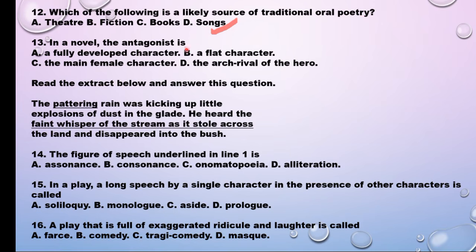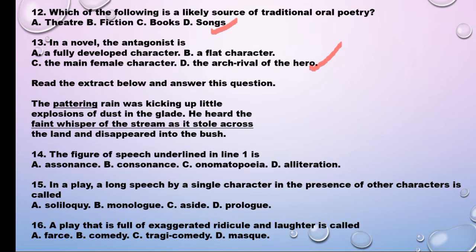In a novel, the antagonist is a fully developed character, the arch rival of the hero. And of course, you know that the antagonist is someone that is always looking for the downfall of the protagonist, and that is what moves the story forward. The protagonist will always have one enemy that will always seek his downfall, and they keep doing that till the antagonist is defeated, or the antagonist eventually defeats the protagonist. But because there is an antagonist, the protagonist, the main character, would always be at loggerheads with him or her.